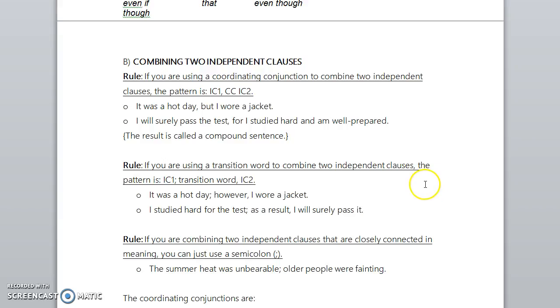Here's another rule with independent clauses. If you are using a transition word to combine two independent clauses, the pattern is independent clause 1, semicolon, transition word, comma, independent clause 2. It was a hot day, semicolon. However, comma, I wore a jacket. Or, I studied hard for the test, semicolon. As a result, comma, I will surely pass it, period.